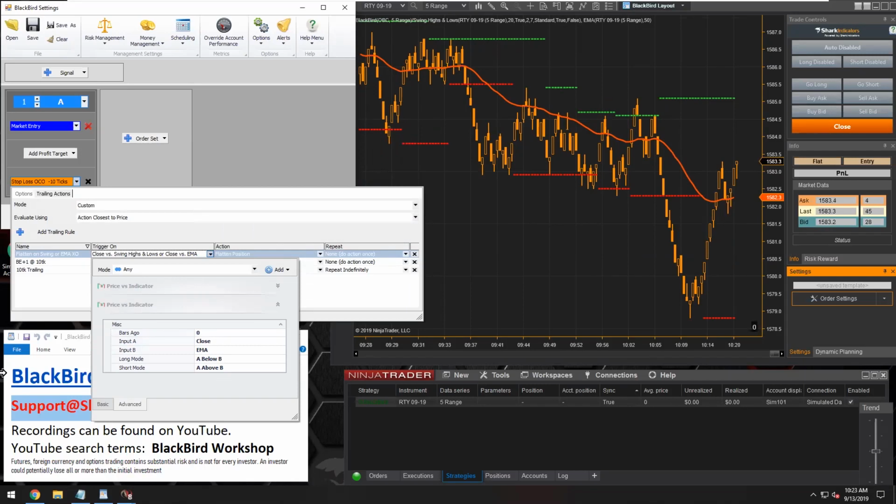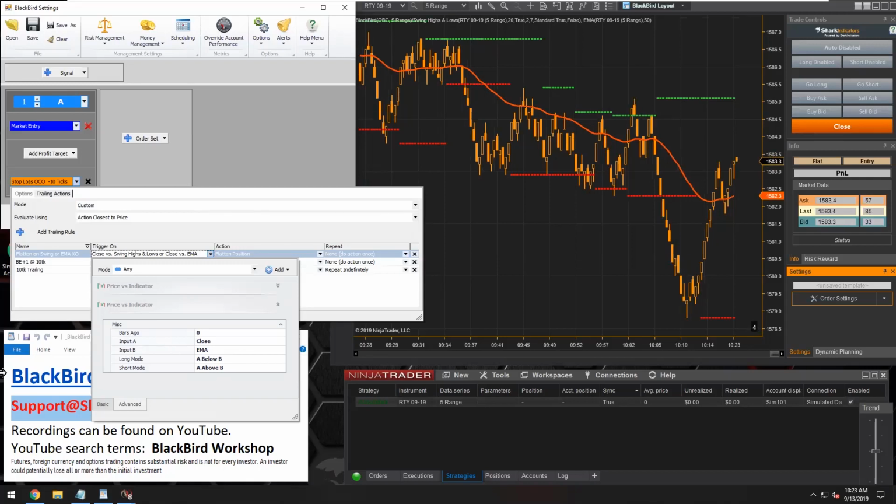David's saying he's using Renko bars. It doesn't matter. As you can see, the rules don't encompass what bar type you're using.